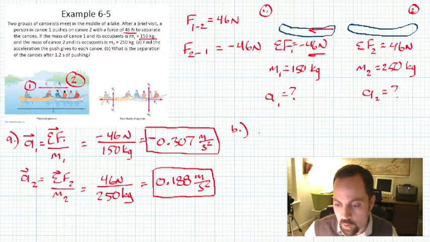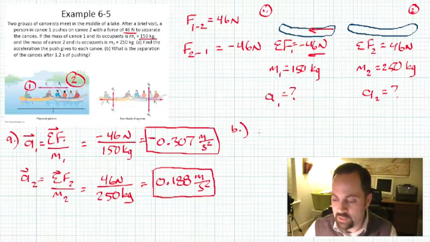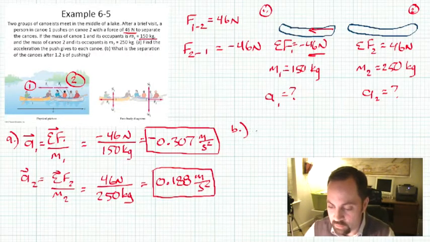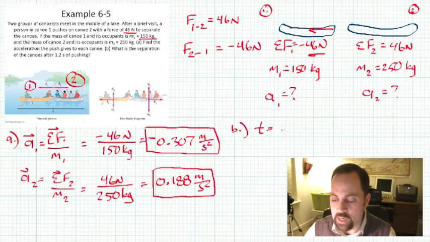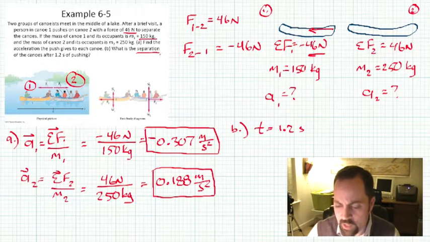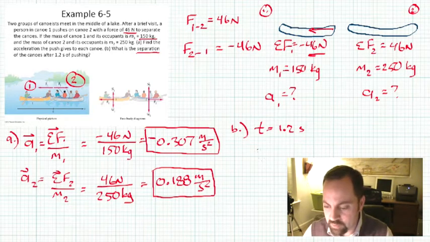All right, part B here. What is the separation of the canoes after 1.2 seconds of pushing? Well, that just simply means that force has been applied for 1.2 seconds. So the time is 1.2 seconds. What is the separation? What is that asking us? That must mean displacement, right? That's how far apart they've gotten. So displacement is what we're solving for.